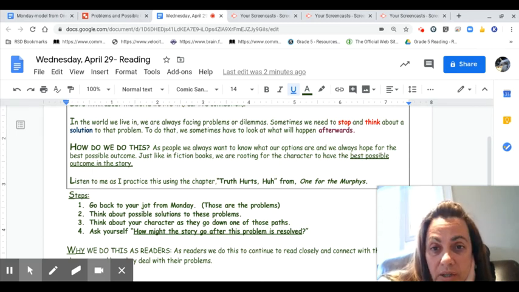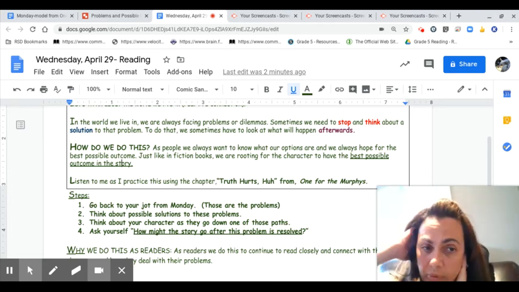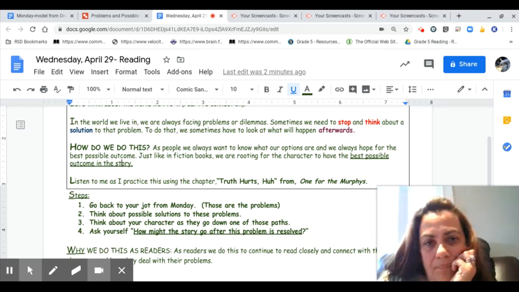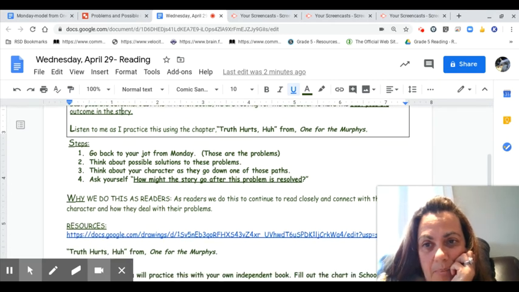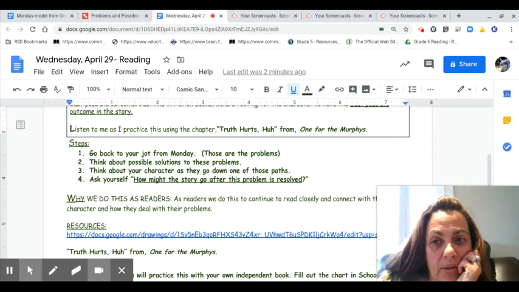Just like in fiction books, and different types of genres, we are rooting for the character to have the best possible outcome in the story. So notice the word outcome we use quite often. That is going to give you a little bit of an idea of what you should be focusing on: not only the multiple problems, but also the outcome. Listen to me as I practice this using the chapter Truth Hurts, from One for the Murphys.